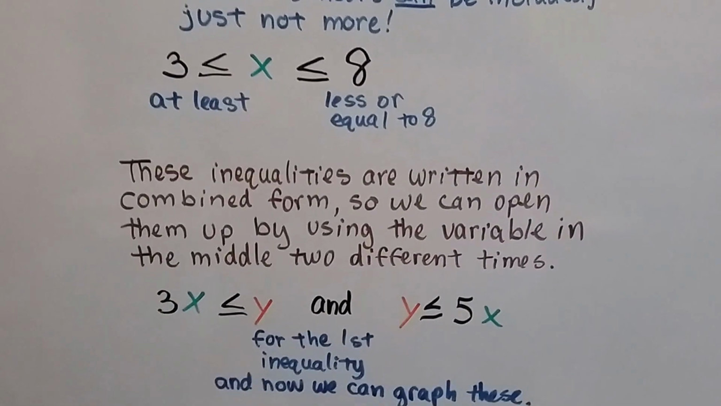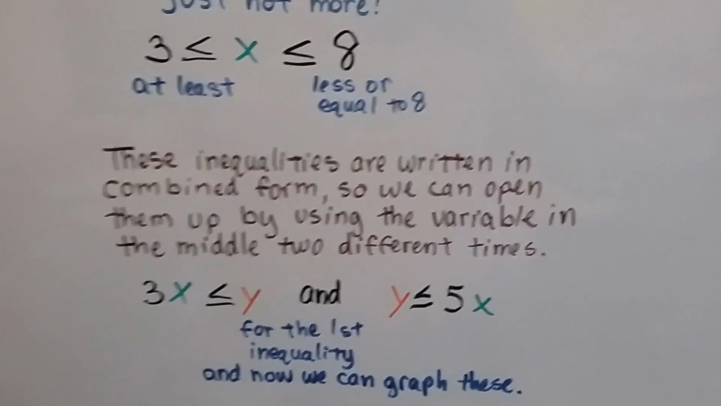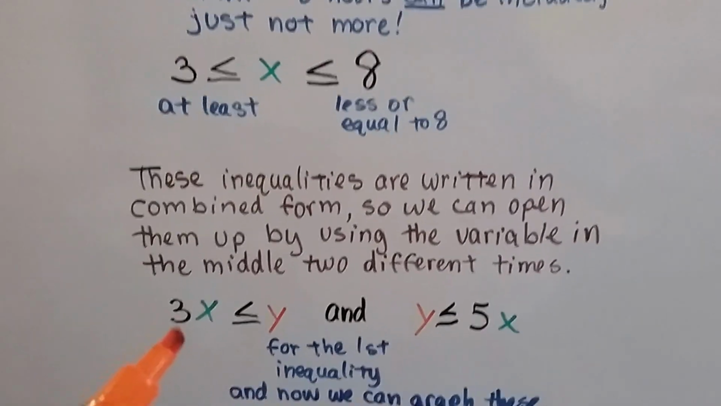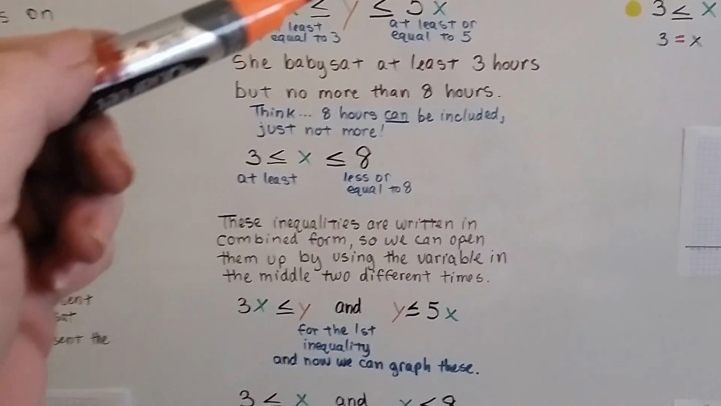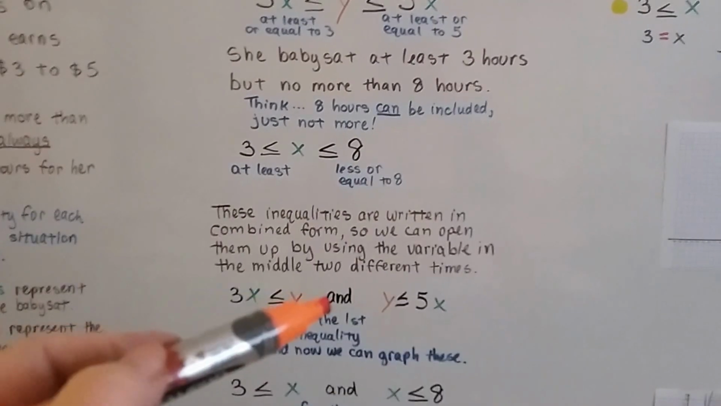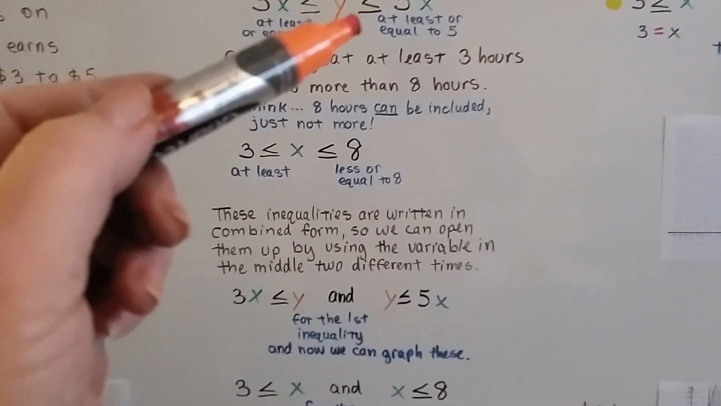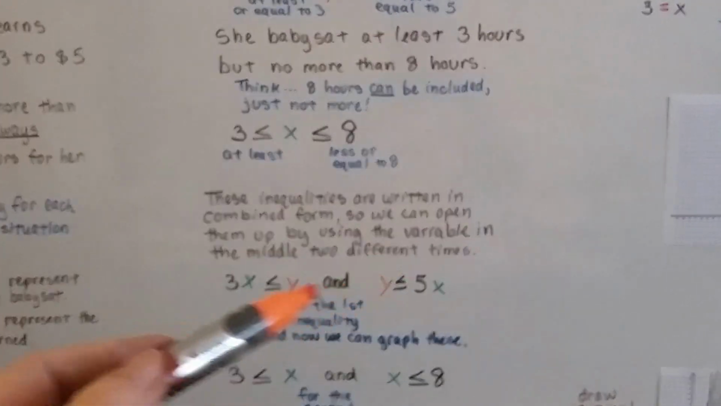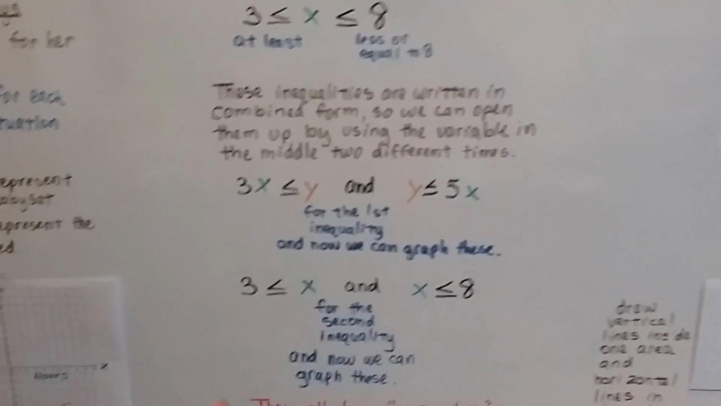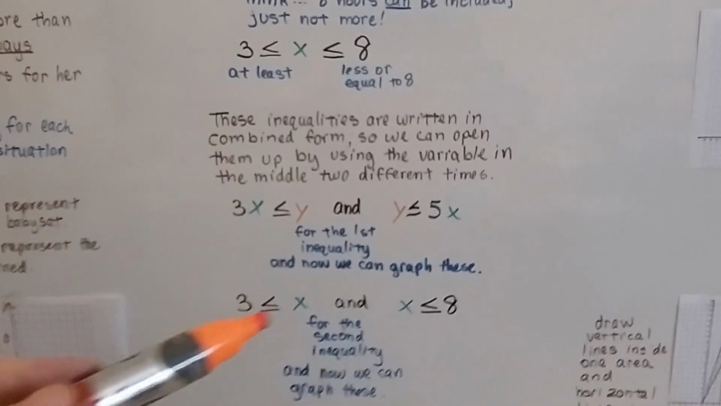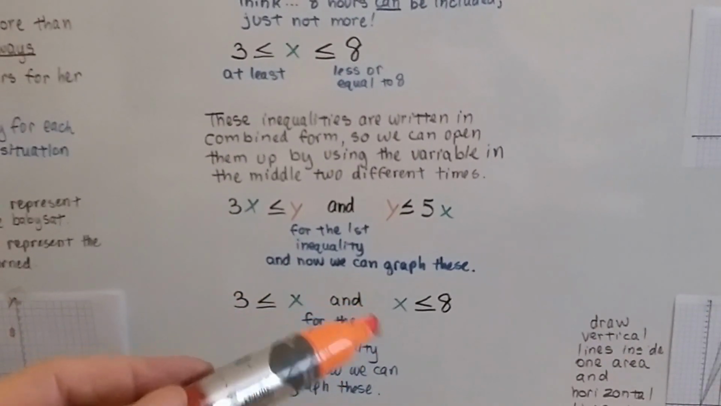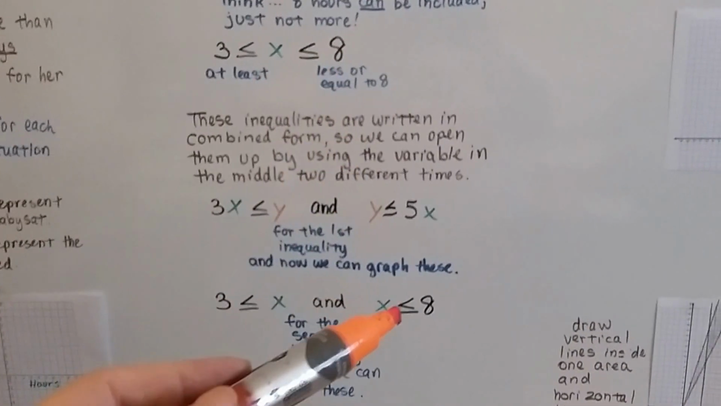Now, because they're written in combined form, we can open them up by using the variable in the middle 2 different times. So this one, let me back up a little bit, becomes 3x is less than or equal to y, and y is less than or equal to 5x. So that's our first one opened up. Then the other one was 3 is less than or equal to x. So that's one part. And x is less than or equal to 8.